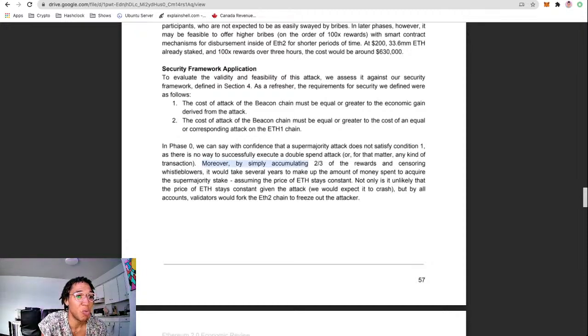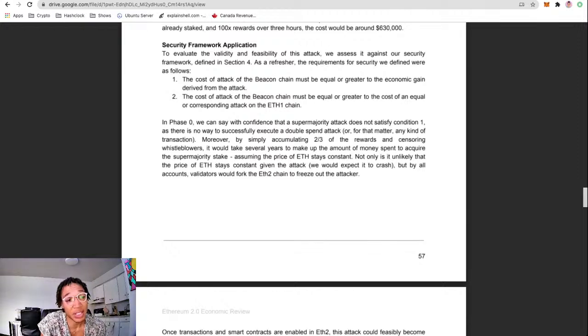Moreover, by simply accumulating 2/3 of the rewards and censoring whistleblowers, it would take several years to make up the amount of money spent to acquire the supermajority stake, assuming the price of ETH stays constant. Not only is it unlikely that the price of ETH stays constant given the attack, we would expect it to crash, but by all accounts, validators would fork the ETH2 chain to freeze out the attacker.